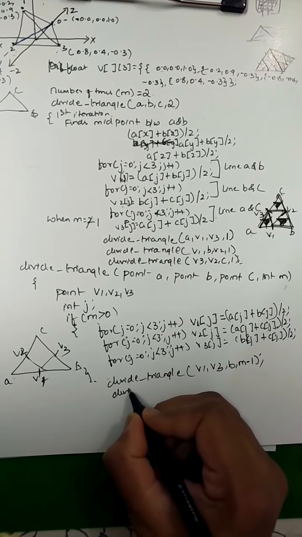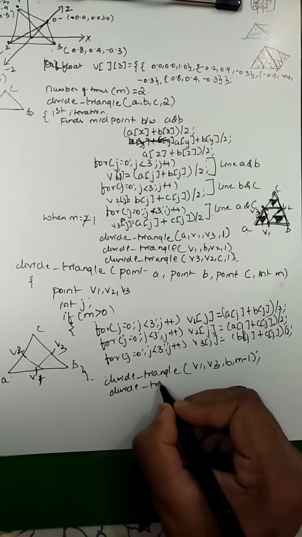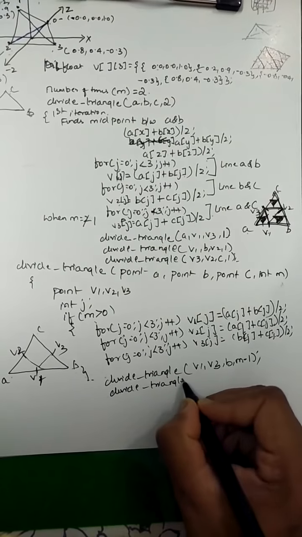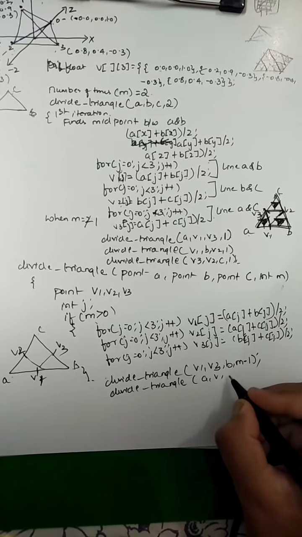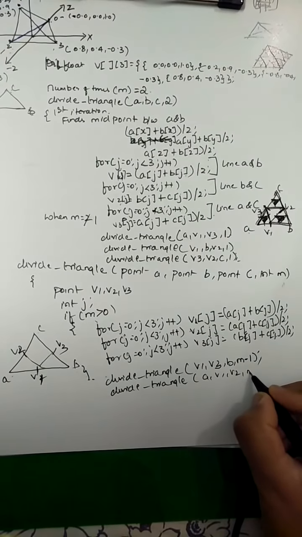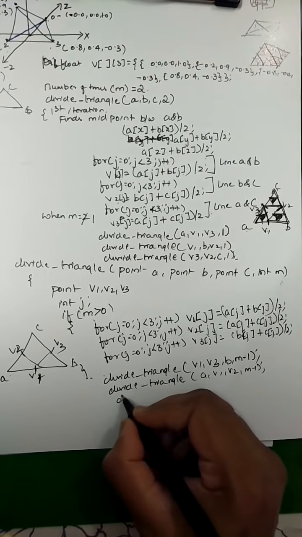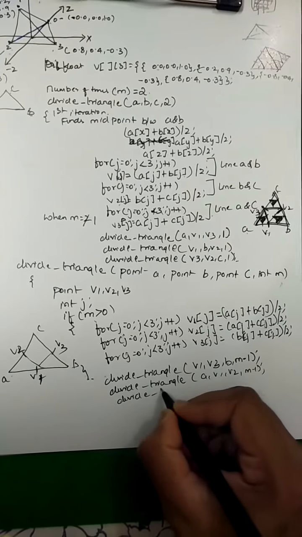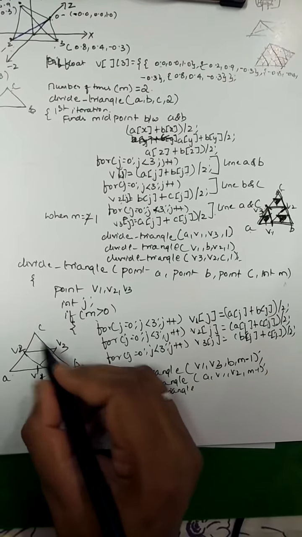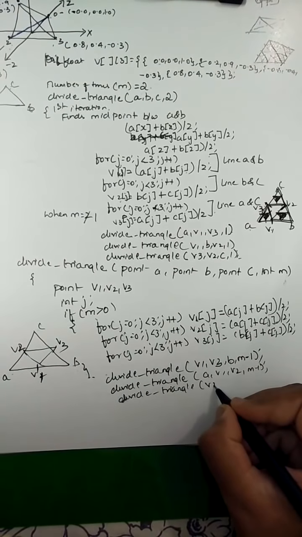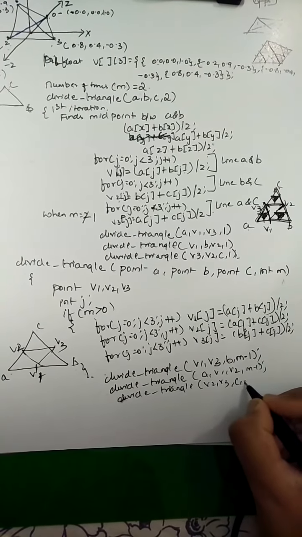So I have to divide the triangle passing a, v1, v2 and m minus 1. And I have to call divide triangle v2, v3 and c.